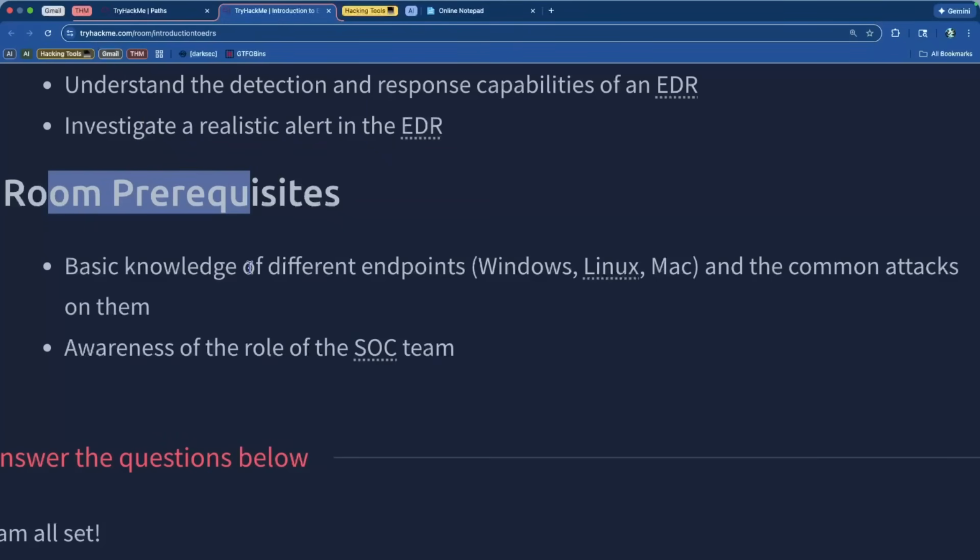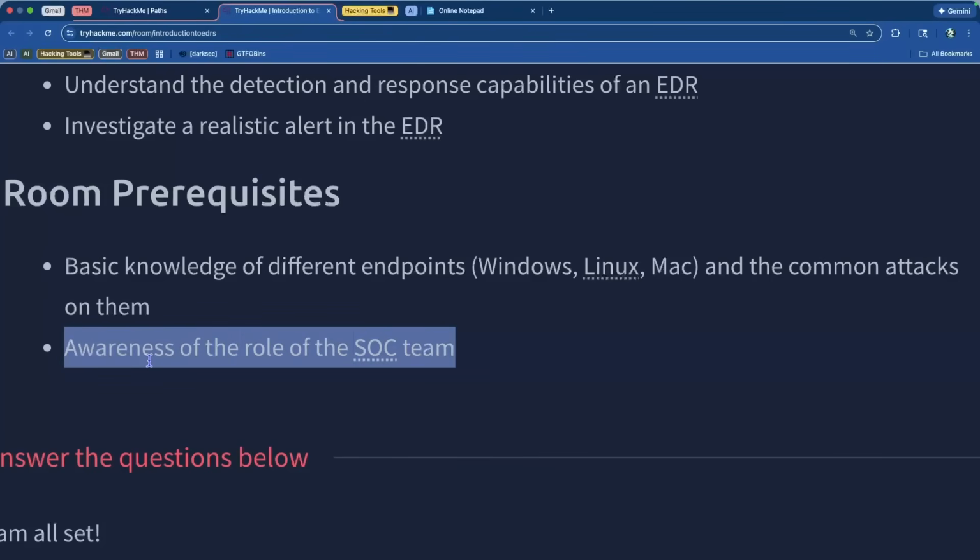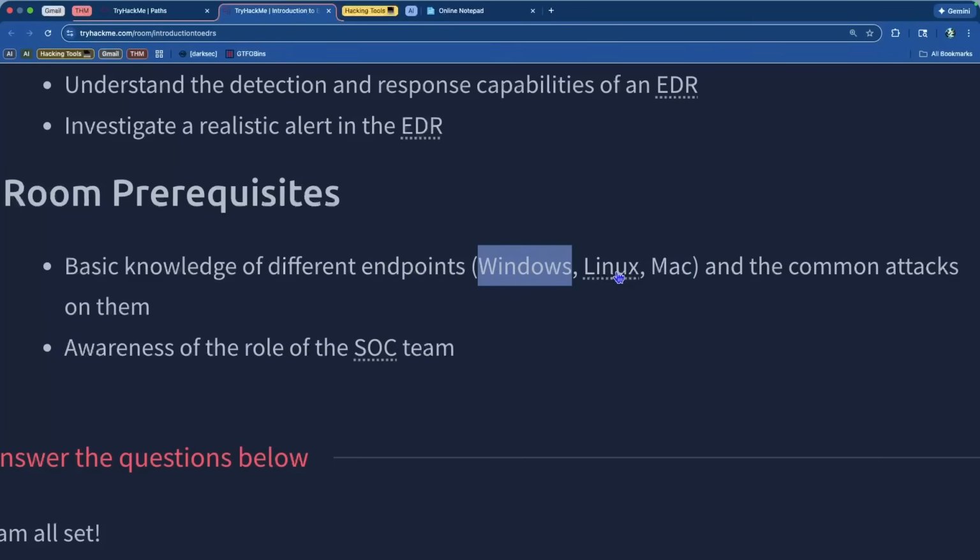The prerequisites for this are basic knowledge of different endpoints and the common attacks on them, and awareness of the roles of the SOC team. So we've already done this at the beginning of this playlist. We went through the various positions inside of a security operations center and just understanding the various endpoints. So what a Windows computer is like, what a Linux computer is like, what a Mac computer is like.